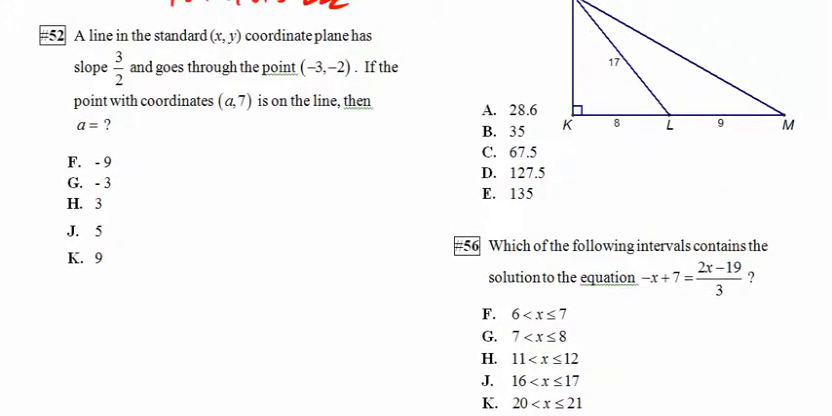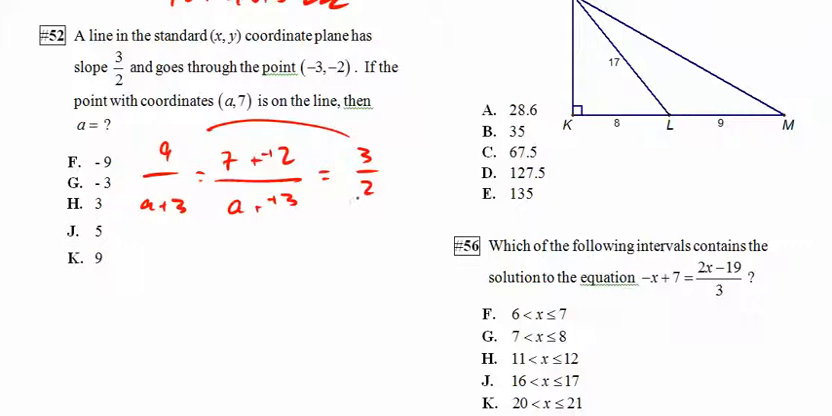The line in the standard coordinate plane has slope 3/2. It goes through negative 3, negative 2. A equals, so a little formula is never bad for this one. 7 minus negative 2 over a minus negative 3 equals 3/2. 7 plus 2 is 9. So I could cross multiply, but I know I'm going to multiply by 3 to get here, so I'll just multiply by 3 over here. Get 6 equals a plus 3. A equals 3.